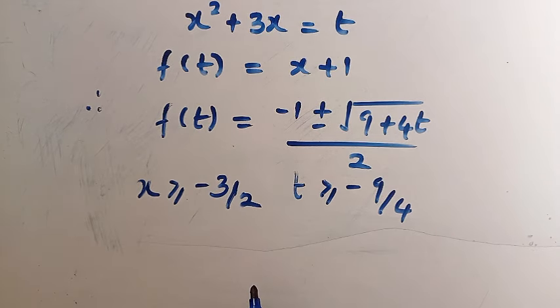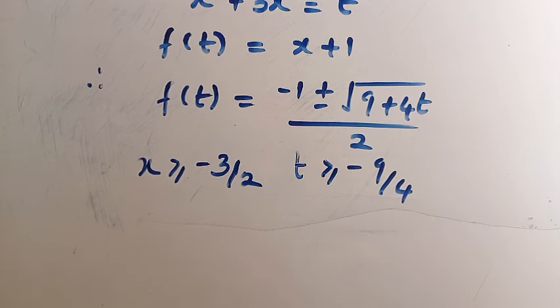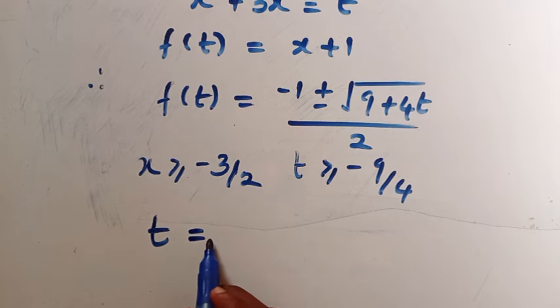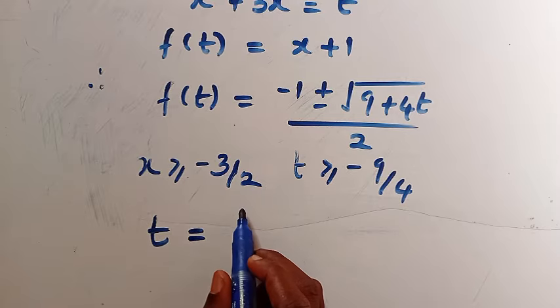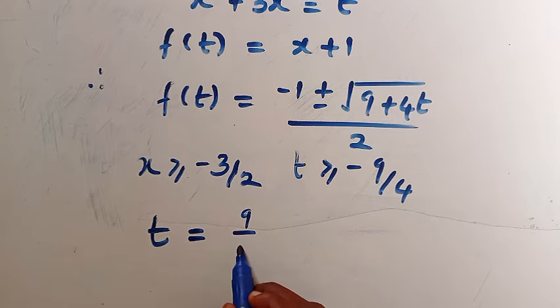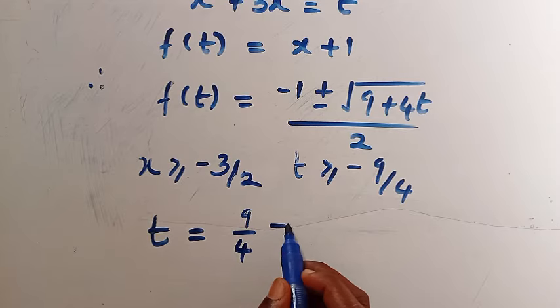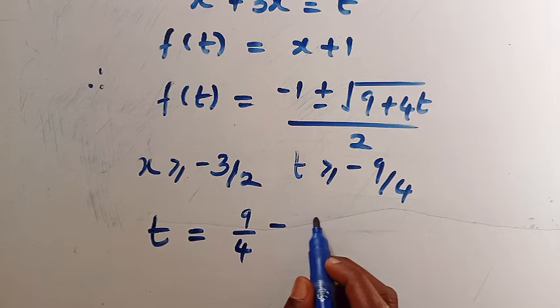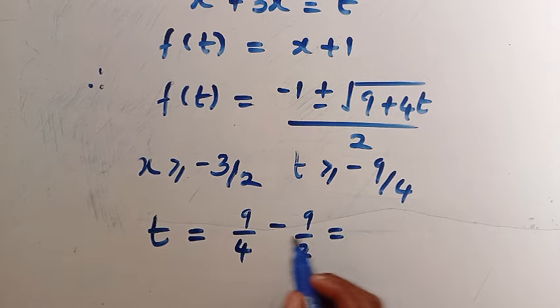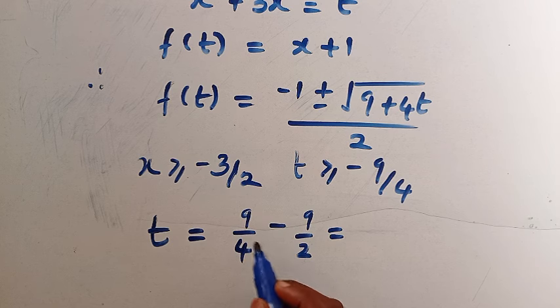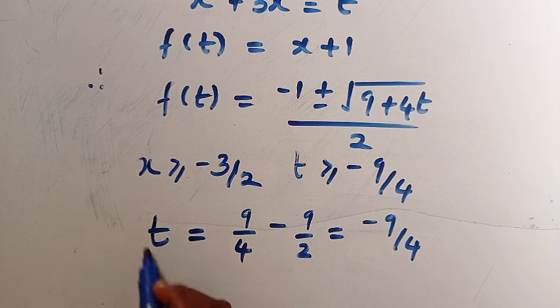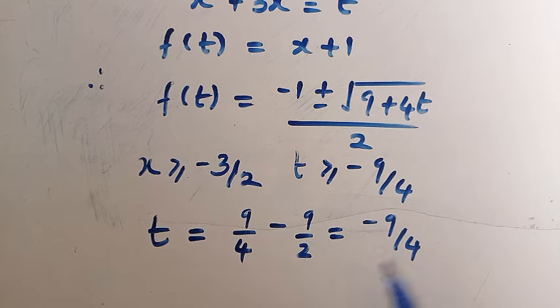If I come back to x squared plus 3x and replace every single x with minus 3 divided by 2, we are going to have x squared as minus 3 over 2 squared, that is 9 divided by 4. Then plus 3x, replacing x with minus 3 over 2, we have it as minus 9 divided by 2. And everything here equals minus 9 divided by 4. So t here is always greater than or equal to minus 9 over 4.